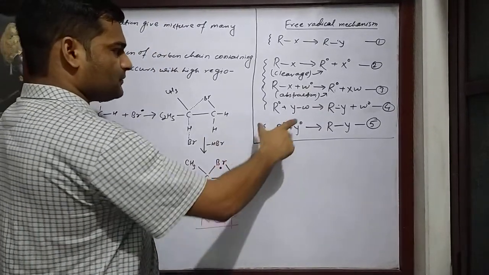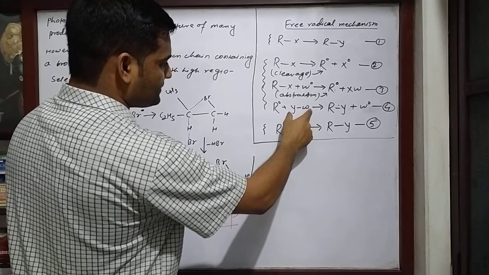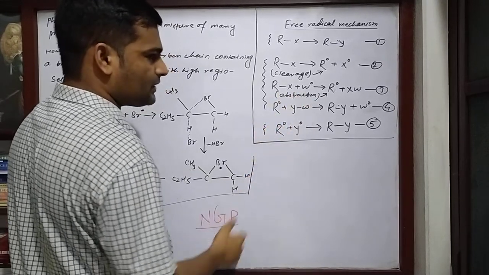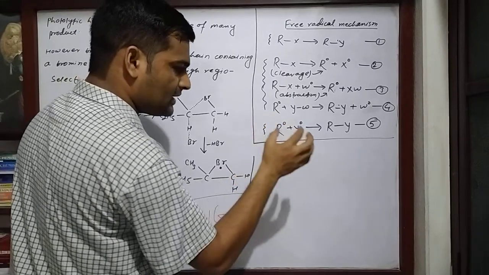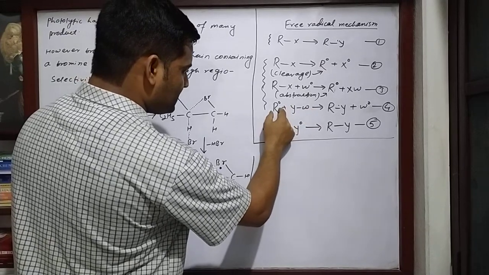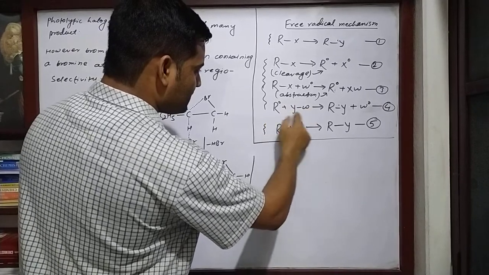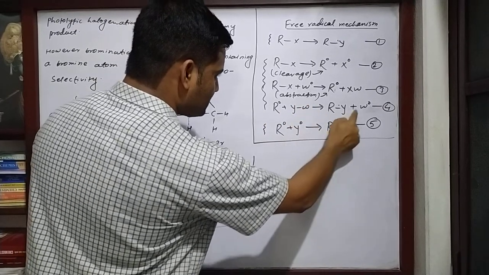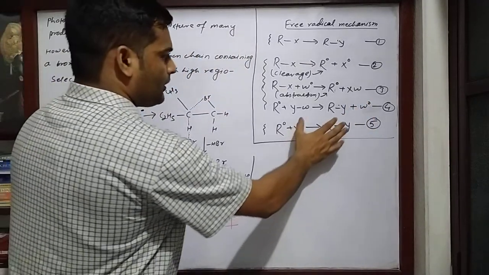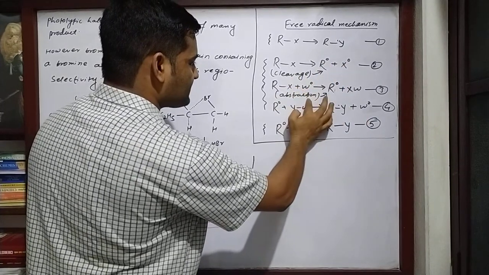And the next step, what is the possible mechanism? This R radical reacts with the reagent, suppose reagent YW. In free radical mechanism, a free radical always abstracts a radical from a neutral species. When this R radical abstracts Y radical from the reagent, it gives RY product, and in the reagent there is formation of W radical.